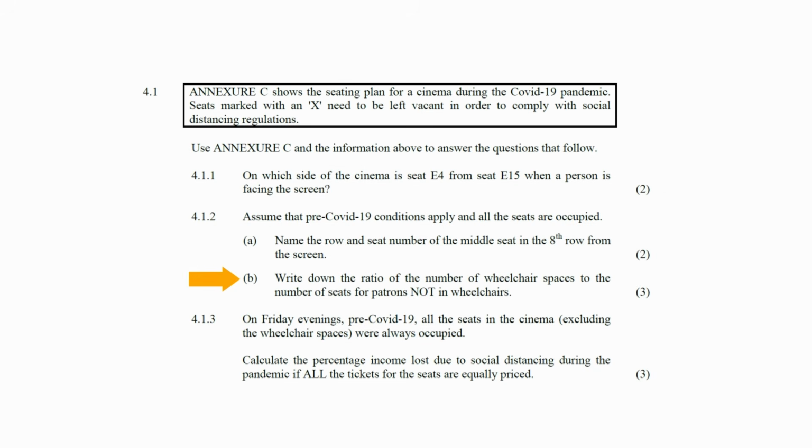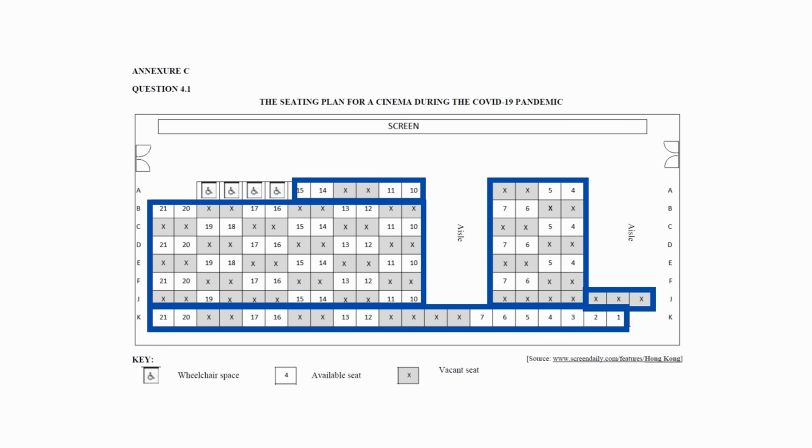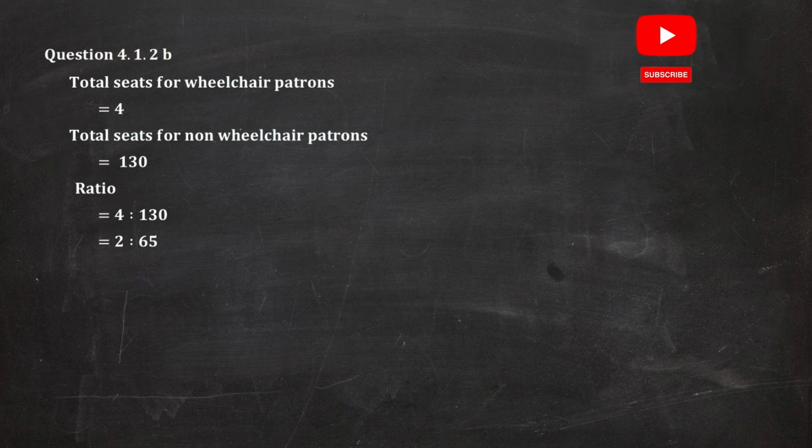In question 4.1.2B, you are instructed to write down the ratio of the number of wheelchair spaces to the number of seats for patrons not in wheelchairs. There are 4 seats allocated to wheelchairs, and the total number of seats that are for patrons not in wheelchairs is calculated as this. Since you are required to give the ratio in the format of wheelchair spaces to the number of seats for patrons not in wheelchairs, the ratio will look like this, 4 to 130. Now, if you divide both sides of this ratio by 2, you will get a simplified ratio of 2 to 65.